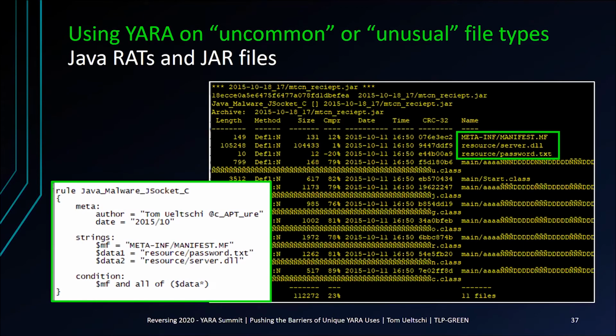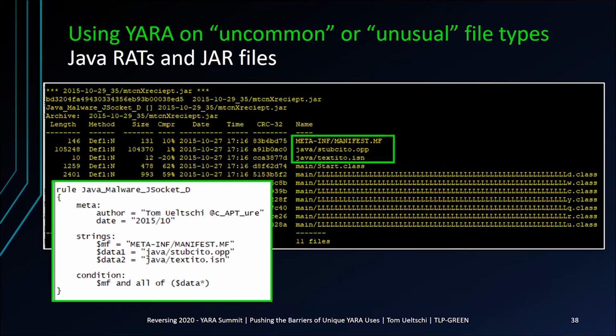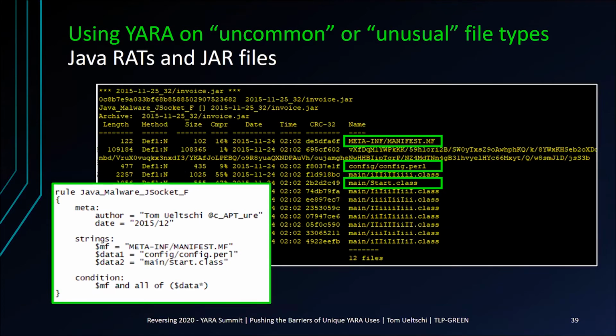This is a JSocket variant identified by the server DLL and password.txt files. And another JSocket variant I've identified by the stubcito and textito files. And yet another JSocket variant identified by config.perl and start class files.